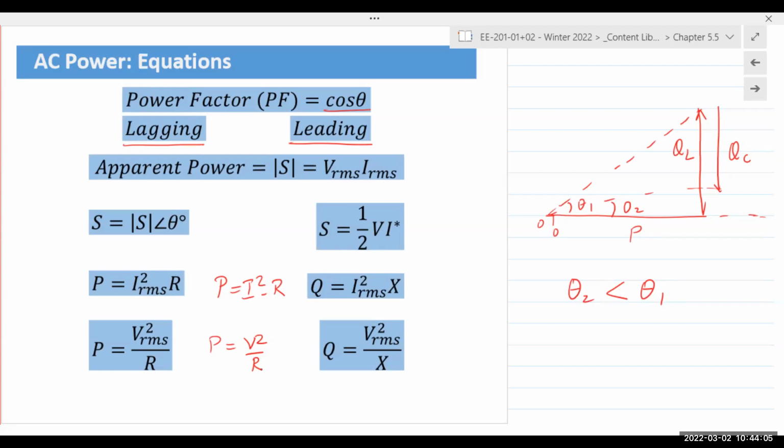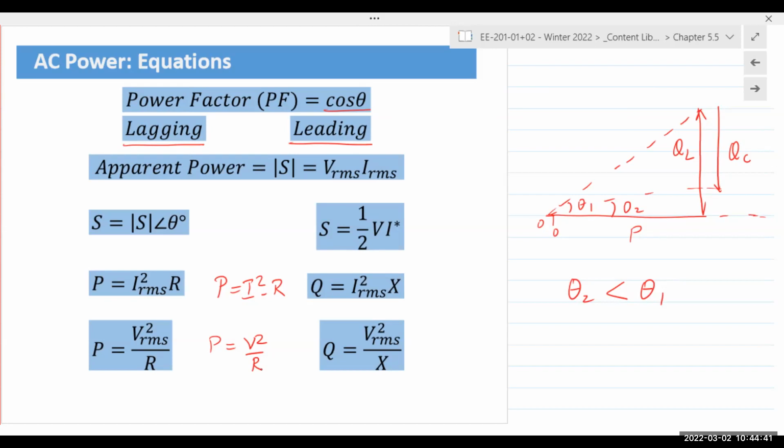If you're trying to find it for the capacitor or inductor, you replace the R with an X, which indicates the reactance. So QL would be I RMS squared times XL, or V RMS squared over XL. Same thing for a capacitor: I RMS squared times XC or V RMS squared divided by XC. Same equation, same form. The only thing is we are now talking about reactance.